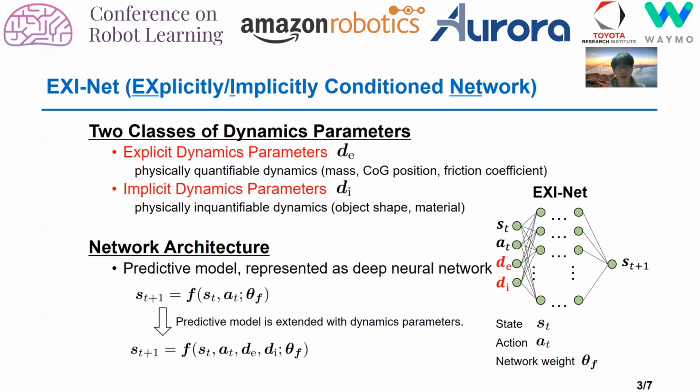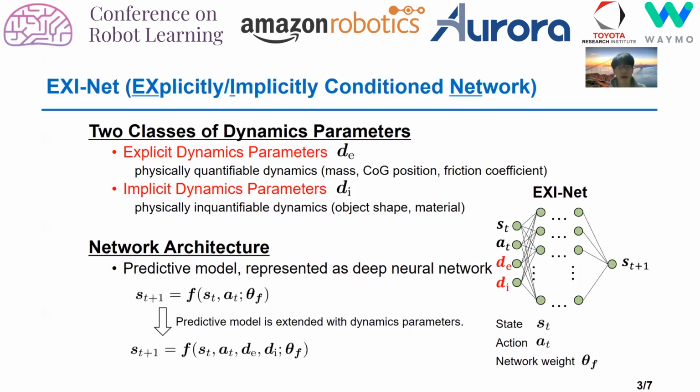Here, I'll introduce the structure of our proposed method, EXINet. Our key idea is to condition the network with two classes of dynamics parameters to deal with the multiple environments. One is explicit dynamics parameters, whose physical parameters are easy to quantify, such as mass, COM position, friction coefficient, etc. The other is implicit dynamics parameters, whose physical parameters are difficult to quantify, such as object shape, material, etc.